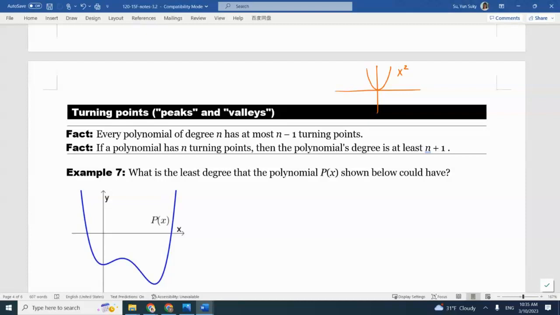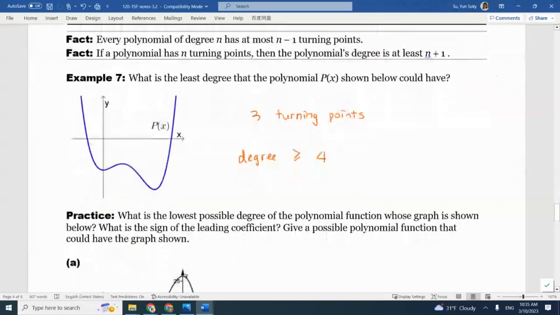What is the least degree that the polynomial shown below should have? Let's count how many turning points. 1, 2, 3. So we have 3 turning points, right? So our degree is at least 4. Exactly. Is that easy?